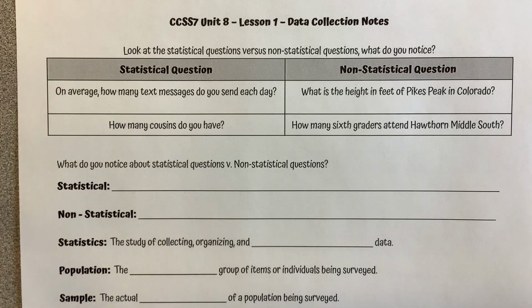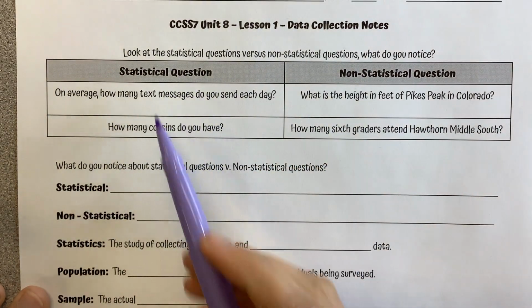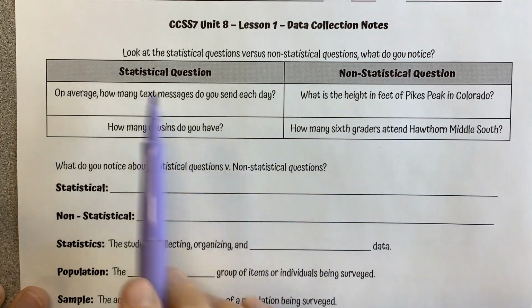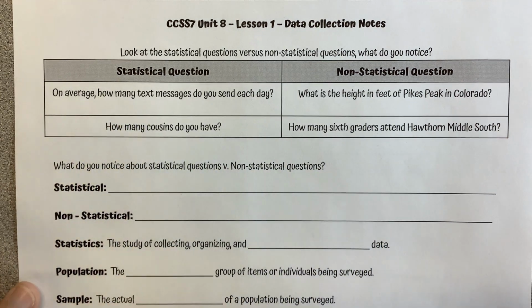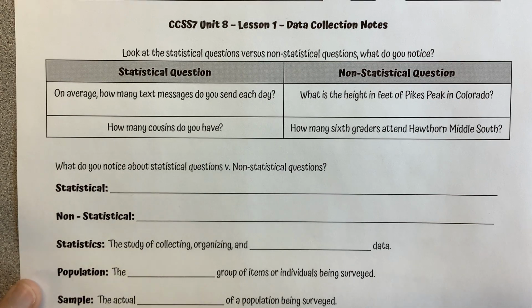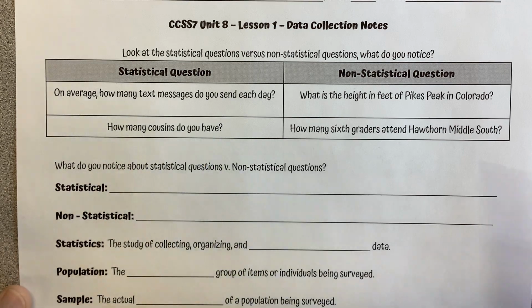Before we get into actually analyzing data, we want to talk about how data is collected and unbiased versus biased samples. So, first off, statistical questions. We've got 2 examples here and 2 non-examples. So 2 examples. First, on average, how many text messages do you send each day? And then, how many cousins do you have?